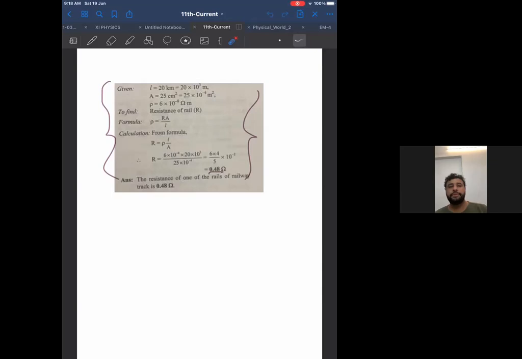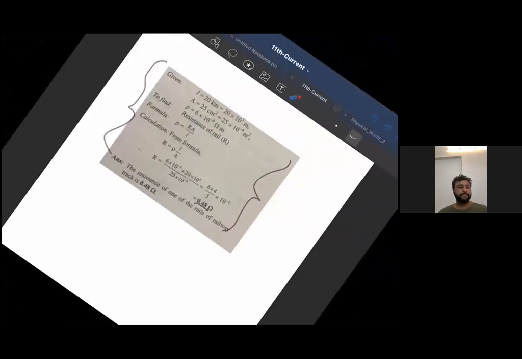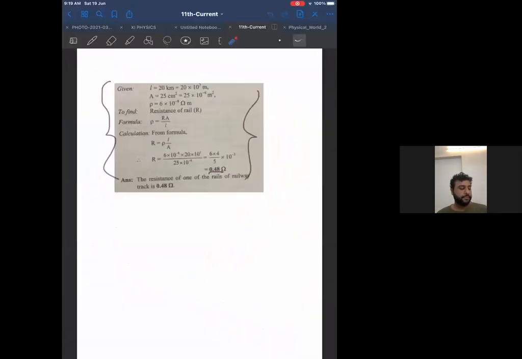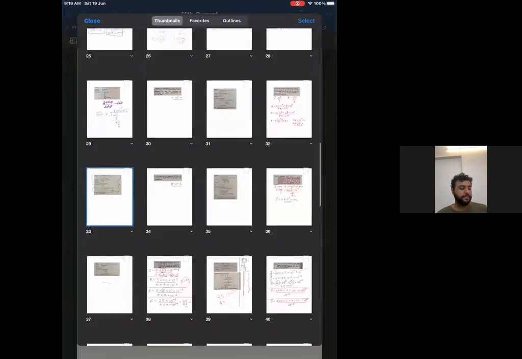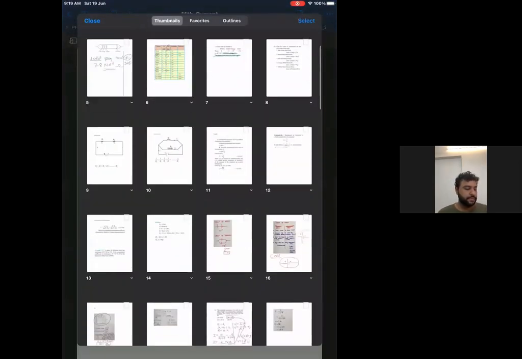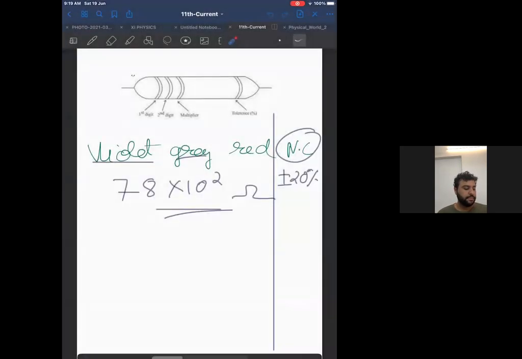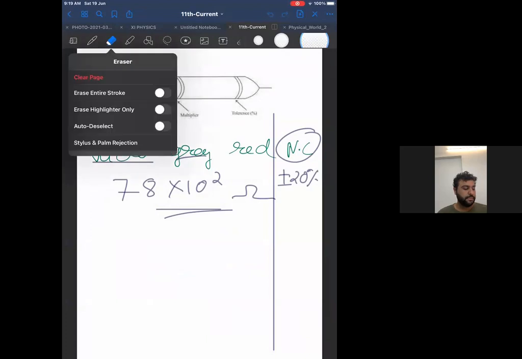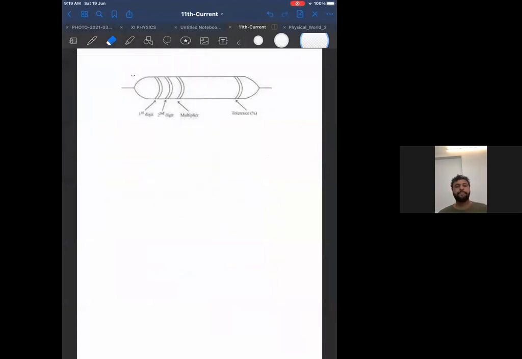Okay. Now today I'm going to start with something that is called color code of resistance. So please write down the slide heading, color code of resistance. Now listen to me, all of you.